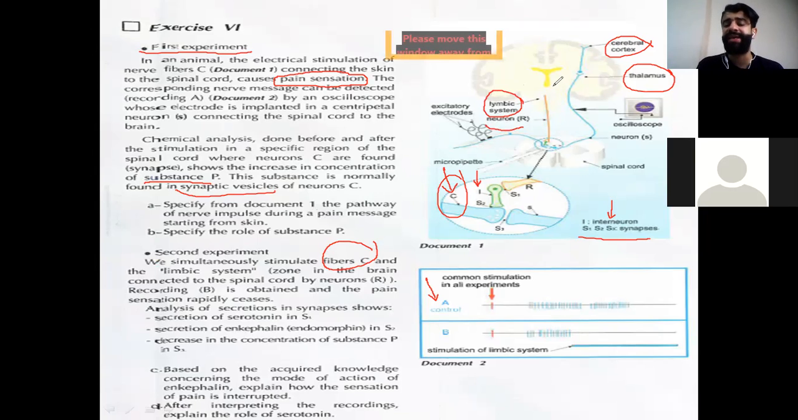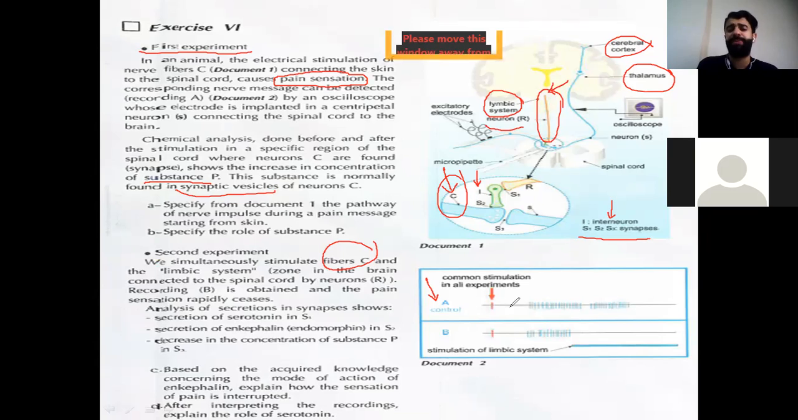So the limbic system is a region in the brain, it is found at the level of the brain, and it connects to the spinal cord by the neuron R. It is connected to the spinal cord by the help of the neurons R that are found here. So what did they do? They did simultaneous stimulation for both fiber C and the limbic system. Recording B is obtained and the pain sensation ceases rapidly. Meaning the pain sensation started to end.